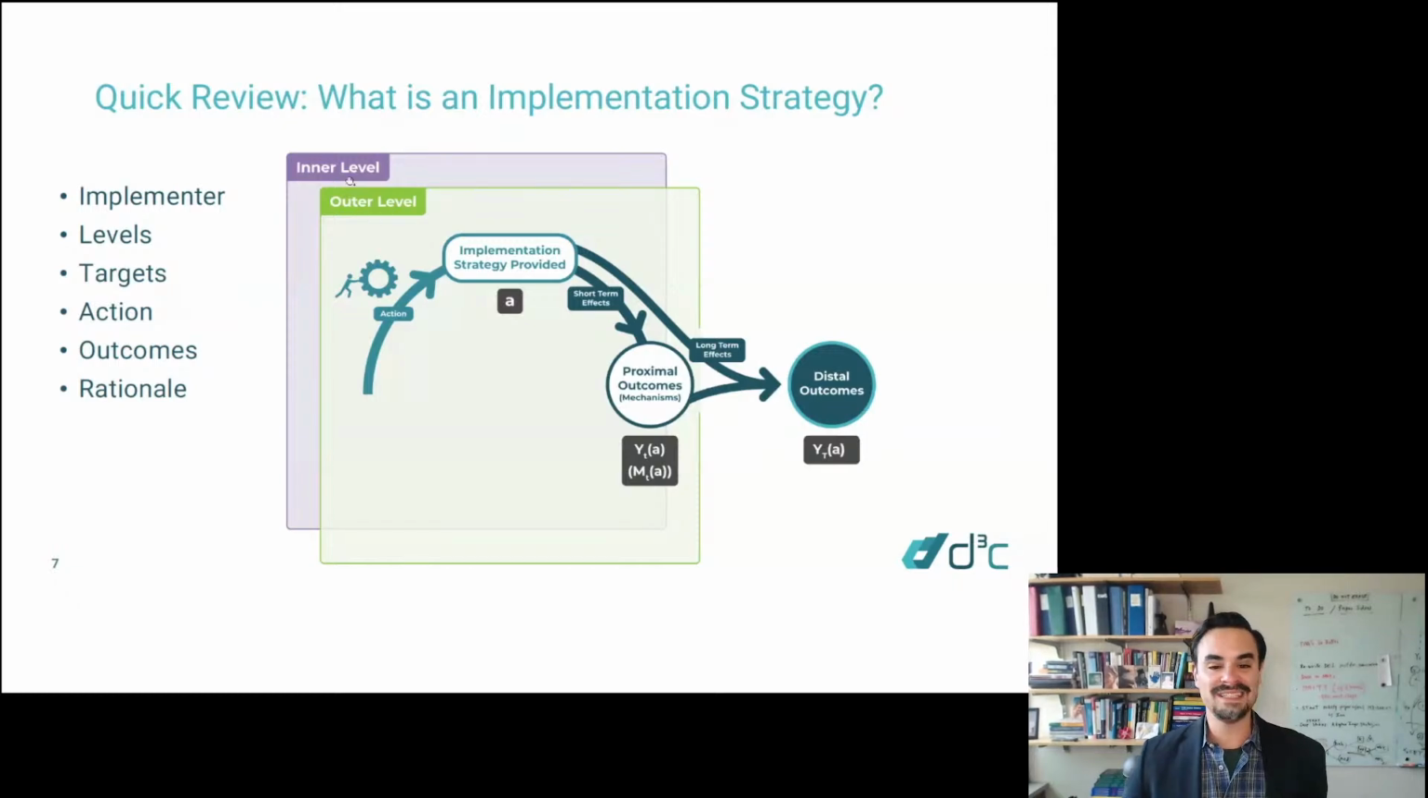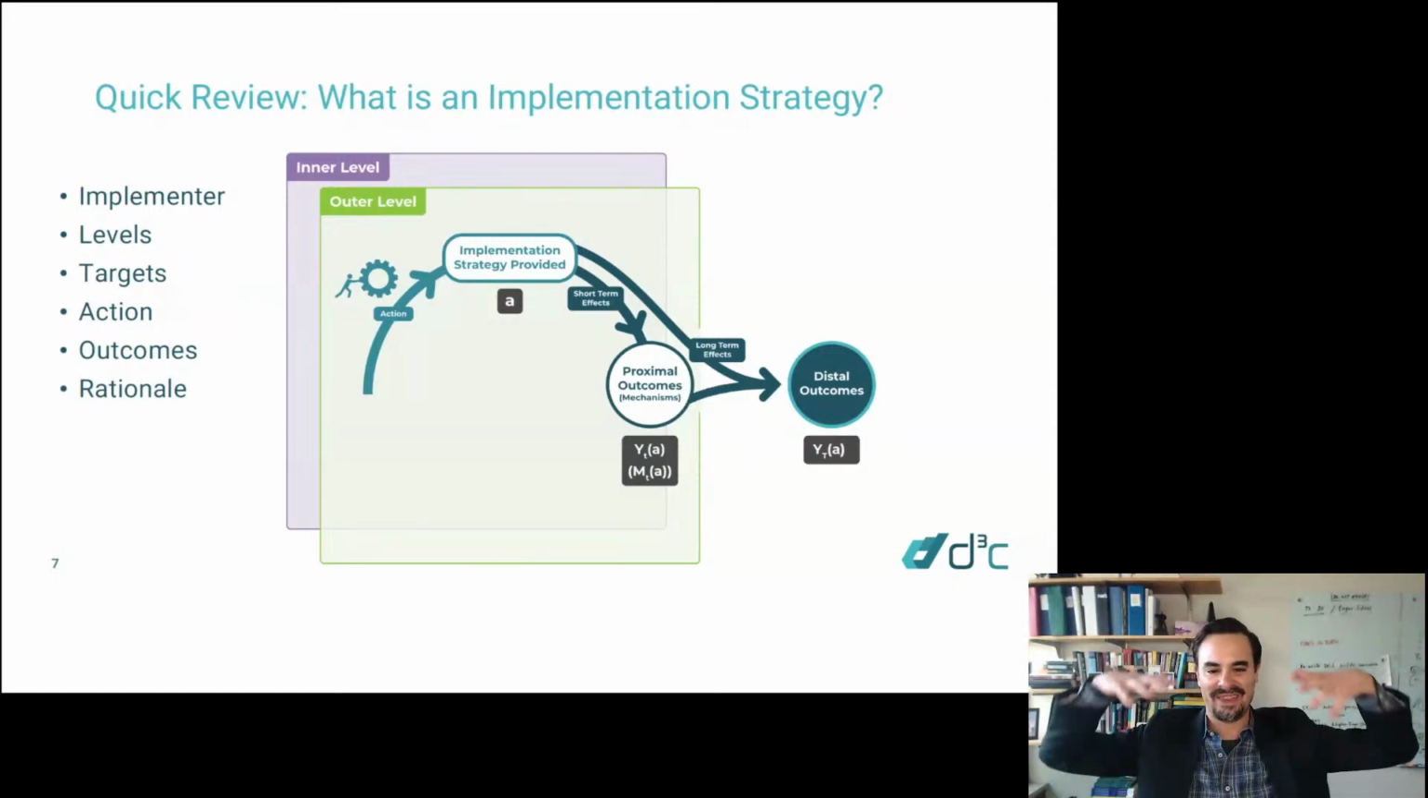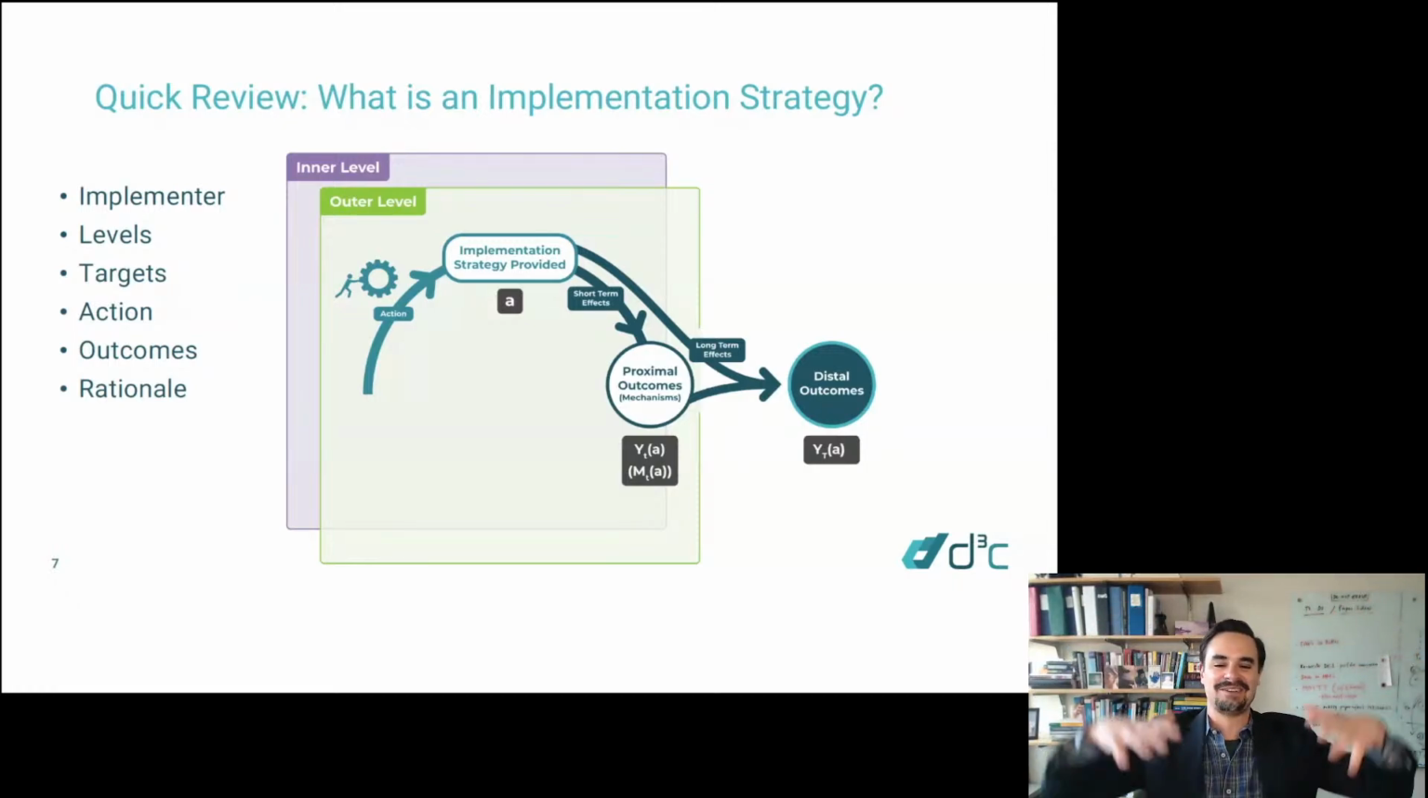There's always a bunch of different levels in this setting because you're working in schools, which are nested within districts, or you're working in clinics, which are nested within health systems, or you're working with practitioners, which are nested within clinics, and so on and so forth. So we have the implementer, we have the levels, and then there's always a target. A target is which one of those levels am I targeting, and which one of the people within the levels am I targeting? So are you targeting the practitioners, the prescribers within a clinic?